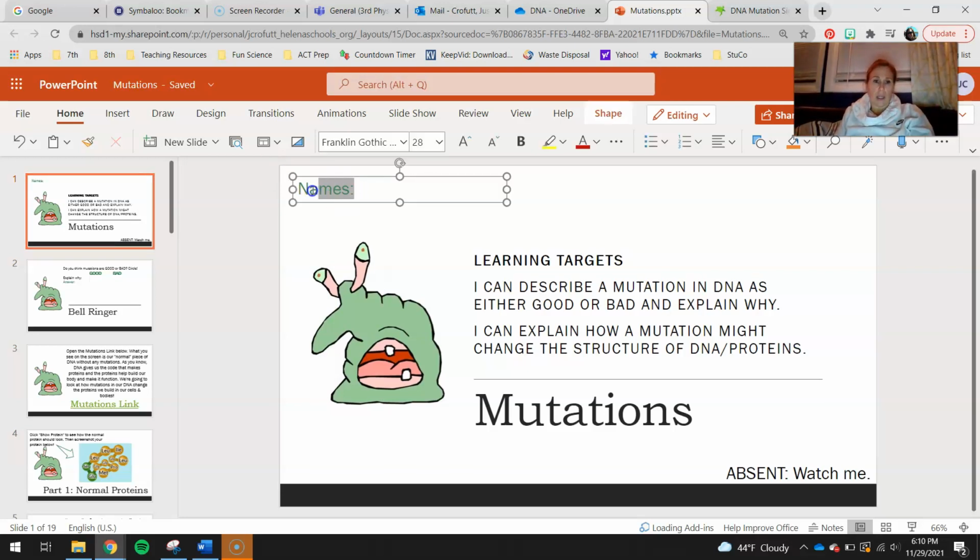If you are working on it with a table partner, make sure you put you and your table partner's names right here on the first slide. Okay, again, this is the mutations assignment. In your learning targets: I can describe a mutation in DNA as either good or bad and explain why. And I can explain how a mutation might change the structure of DNA and proteins.